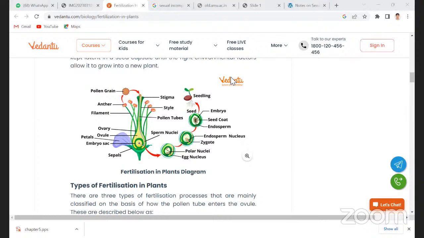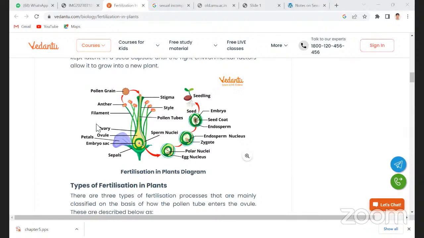In angiosperms, the male gametes are produced in the pollen grains. The female gametes, also called egg cells, are inside the embryo sac.